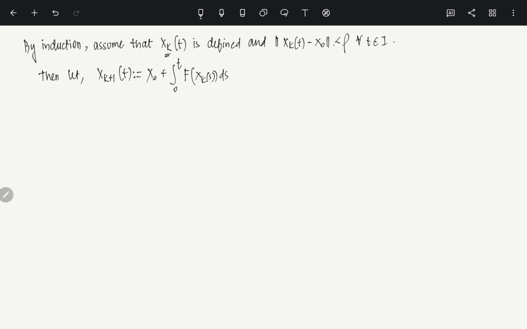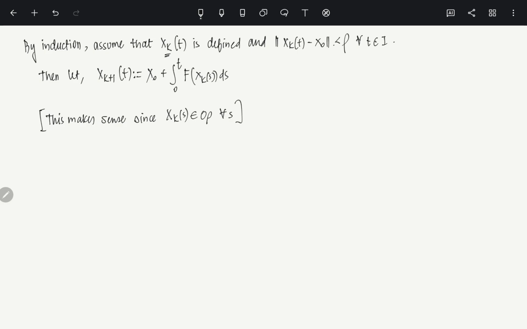Now you see, this will make sense. Why? Because xk of t is in O epsilon, for all s. So all of this, f acting at xk of s, is defined properly. It's not a problem.